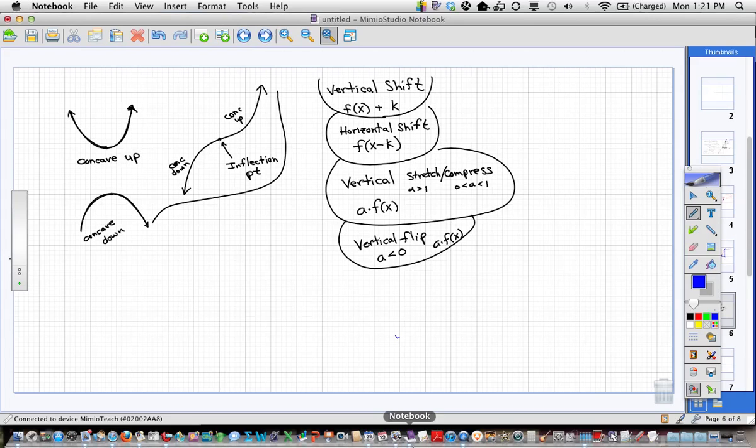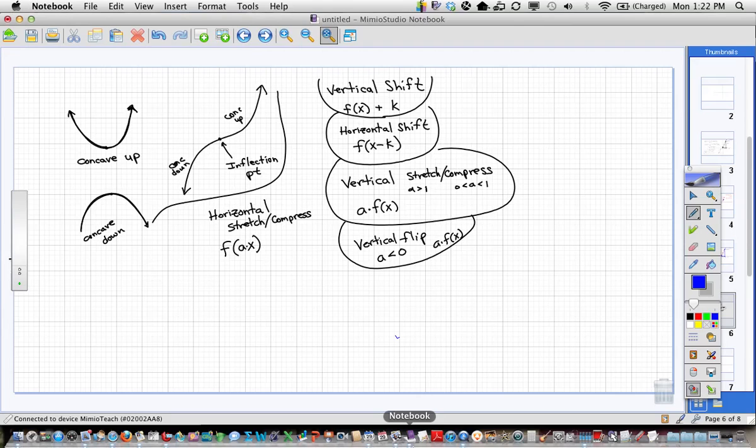What's left? Horizontal, stretch, or compress, or flip. So a horizontal stretch or compress, what do you suppose the difference is? Well, how do you suppose it's going to look? How do you suppose the function is going to look if it's going to do horizontal? That's right. You're going to have f of A times x. The A is going to be on the inside.